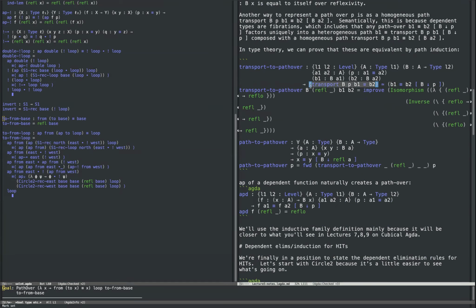Gotcha. Why do we define a separate data type for path over then, if it's really just this concept that already exists based on more primitive things? Because you can do sort of better path induction over these.